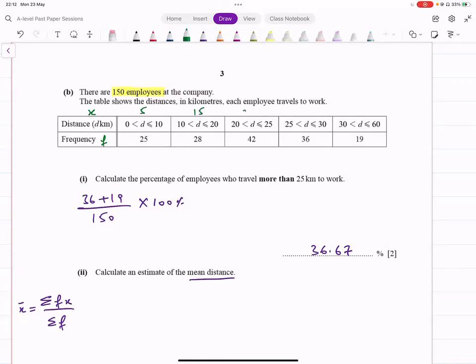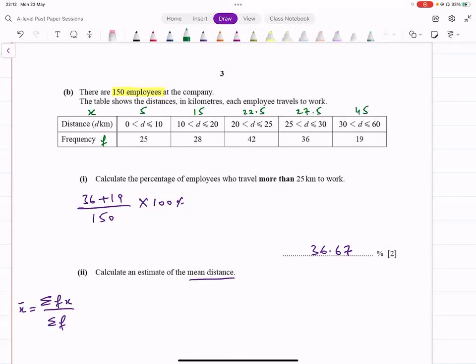20 and 25, that's going to be 22.5. 25 plus 20, whole divided by 2. 25 or 30 ka midpoint, that's going to be 27.5. And then you've got 30 or 60 ka midpoint, that's going to be 45. So you find the midpoints of each of those class intervals.